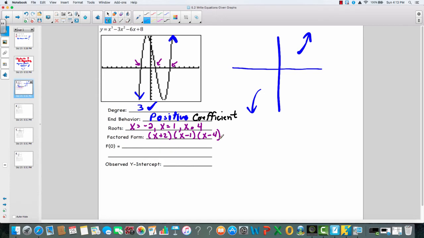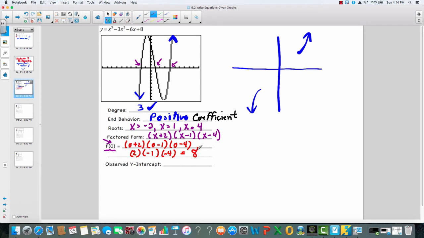So now this is the really important part. What is the y-intercept? The y-intercept is the value of the function at x equals 0. So we're going to put 0 into our factored form and see what the y-intercept should be. Okay, so let's go. (0 + 2)(0 - 1)(0 - 4). That would be 2 times -1 times -4, which is 8.